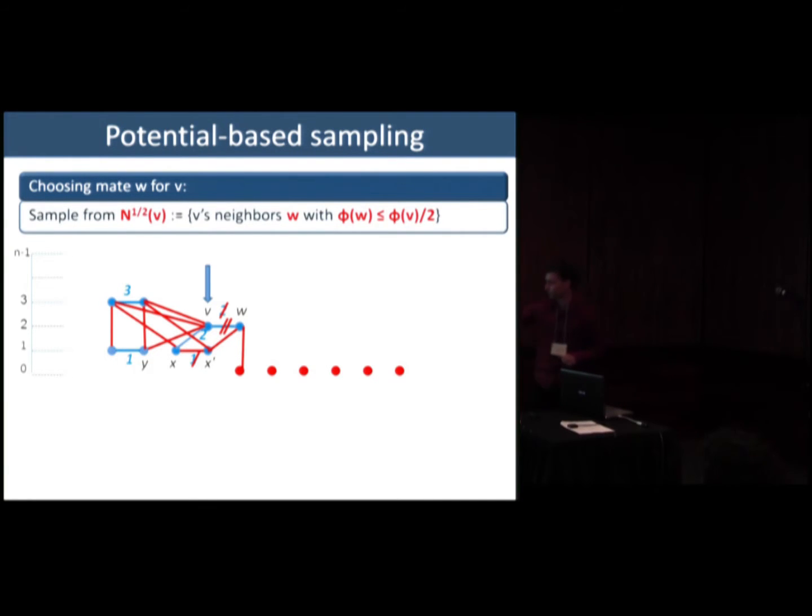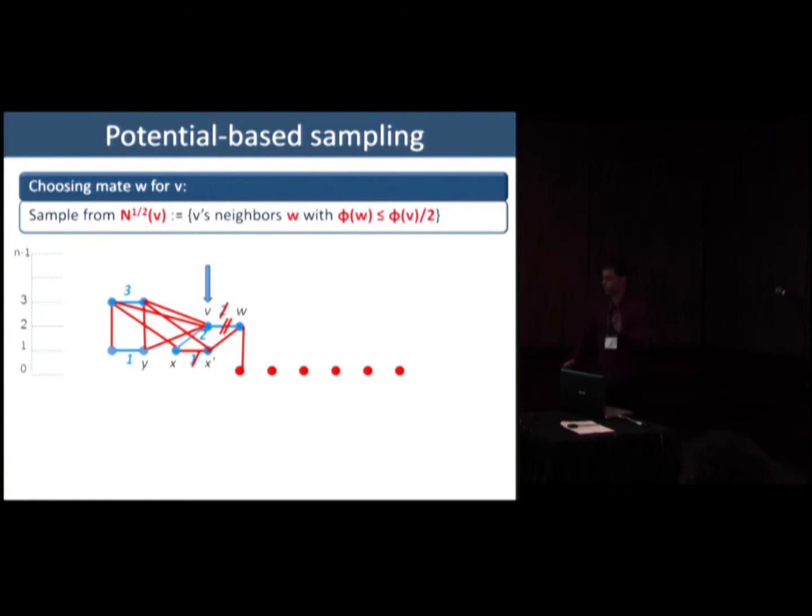And this is exactly why we are going to restrict the attention to neighbors of lower potential, significantly lower potential, because we are losing now some potential, and we need to compensate for this. So how can we do that? By creating a new matched edge with significantly higher potential. That's the intuition, at least.